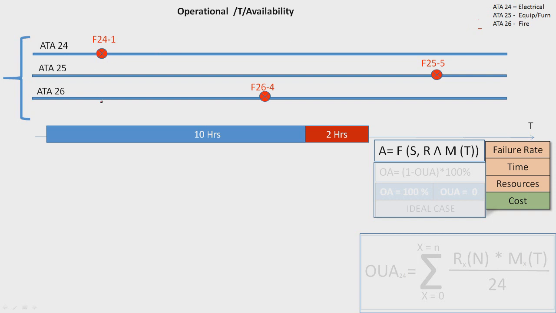The blue lines mean that the system is available 100%. The red zone means that the system is not available. We have an issue, we have a problem with an LRU. Let's say for 8824 we have a problem with the left AC generator. 8825, we have a problem with the cargo compartment floor panel. And 8826, we have an issue with the lavatory smoke detection system.